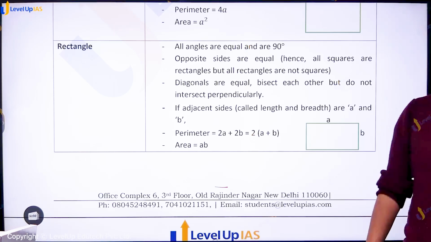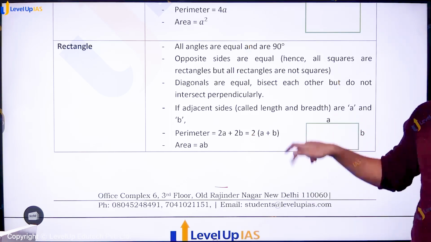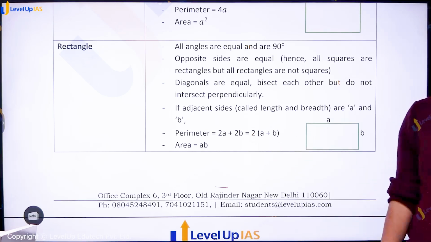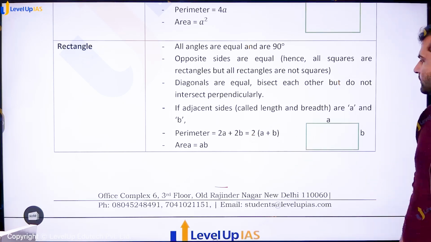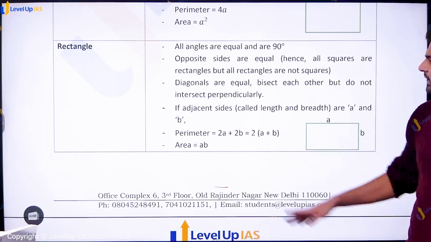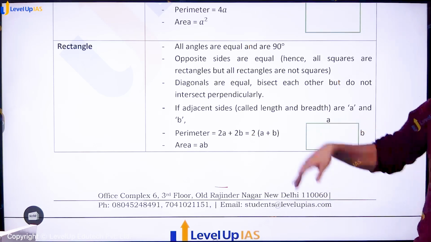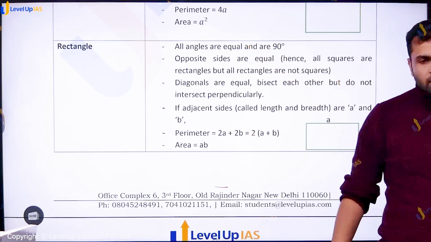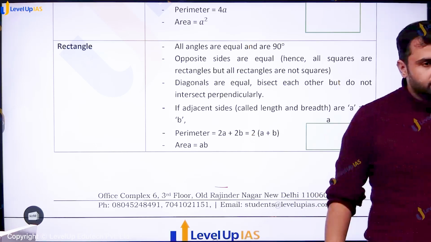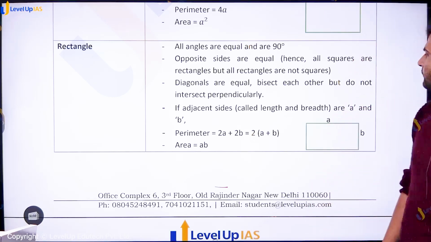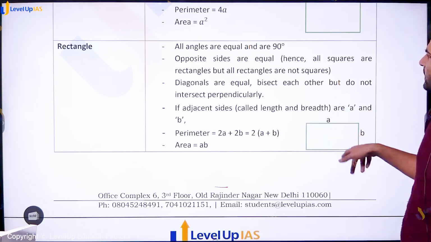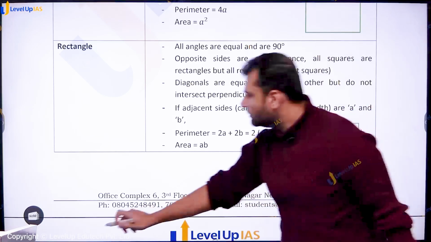Automatically perimeter would be A plus B plus A plus B, so 2 times A plus 2 times B. Of course perimeter is just sum of the lengths of sides. Then an area would be A into B. Earlier it was A square in square. Here it would be A into B, length into breadth. Adjacent sides are A and B, lengths and breadths. Then next, what happens to diagonal?